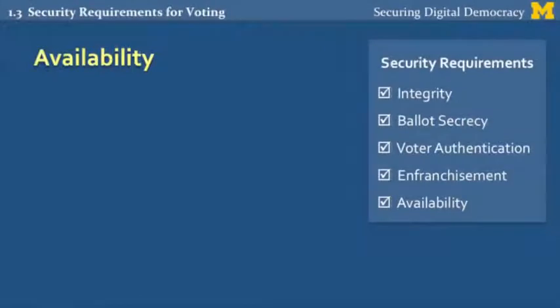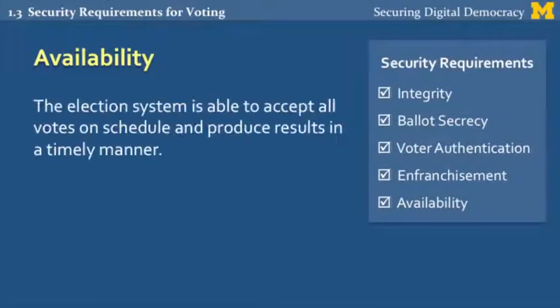Enfranchisement, the right to vote, is often a hard-earned civil right and is a core democratic value in many societies. The last security requirement I want to talk about is availability. And this means that the system is going to be able to accept votes on schedule during election day, and it's going to produce results in a timely manner.